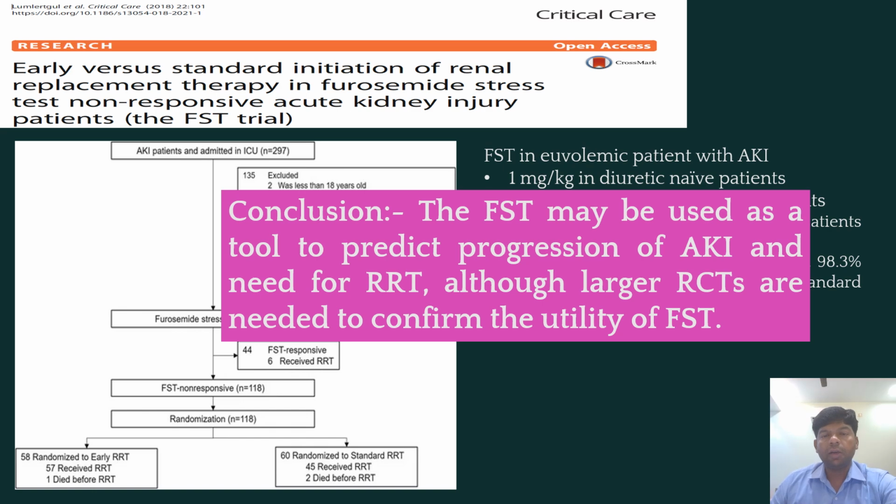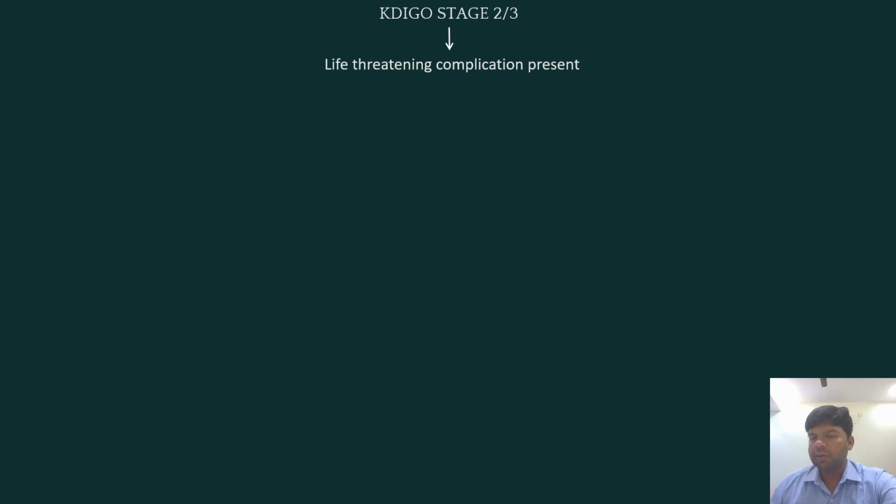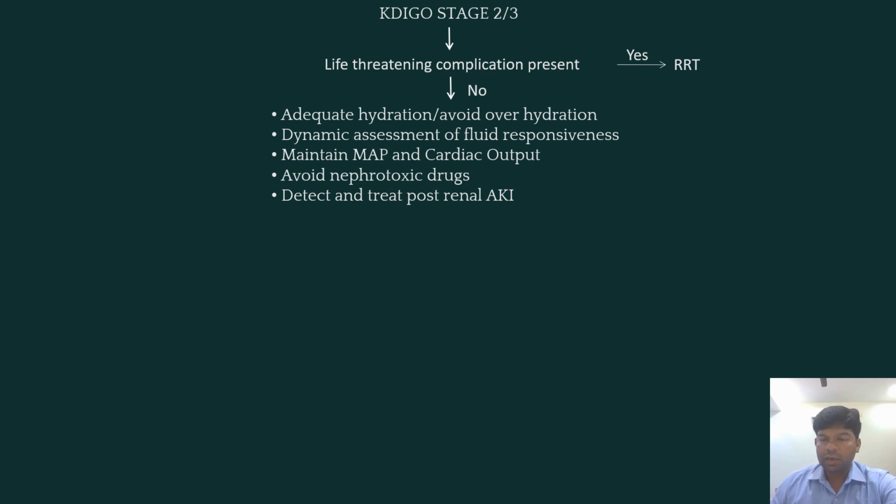And what they concluded is that the FST may be used as a tool to predict the progression of AKI and need for RRT, although larger RCTs are required. Now, this patient is in category stage 2. Whenever any patient is in stage 2 or 3, see whether the patient has a life-threatening indication or not. If yes, definitely go for renal replacement therapy. If no, then adequately hydrate the patient.